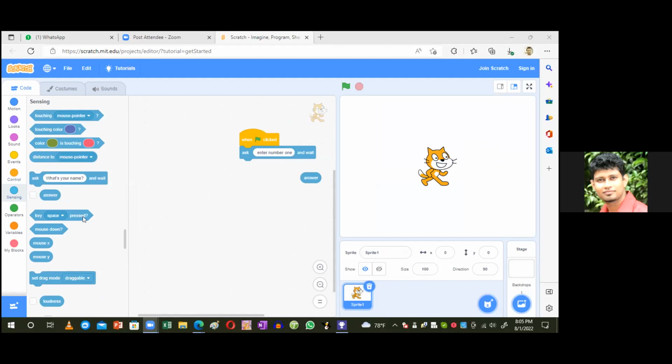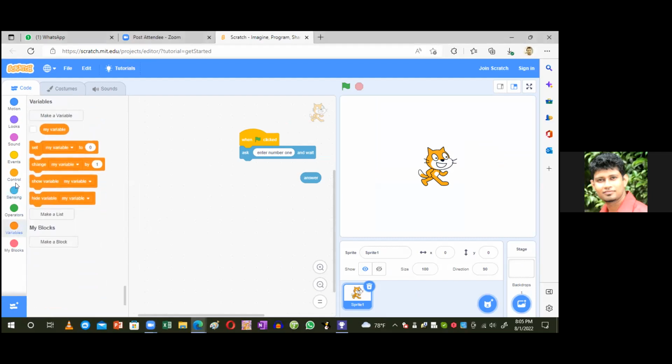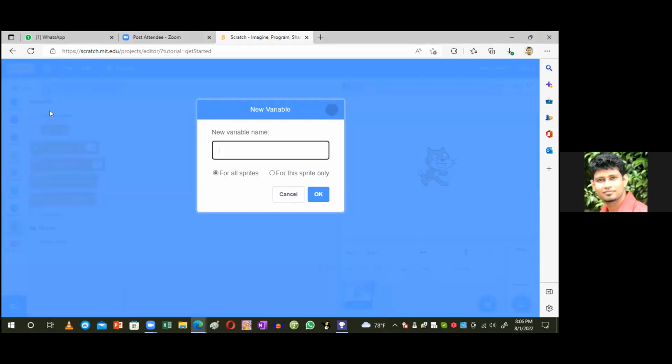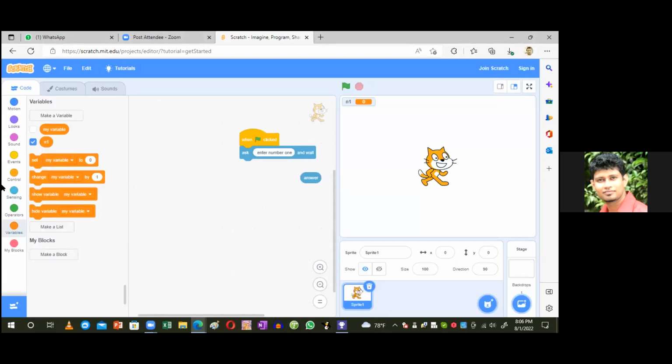You have to introduce a variable. Go to the orange color one, variable, and introduce a variable. Click on that button and just give N1. Click OK. Right now, set my variable to 0. Change it to N1 and put the answer there. Done.